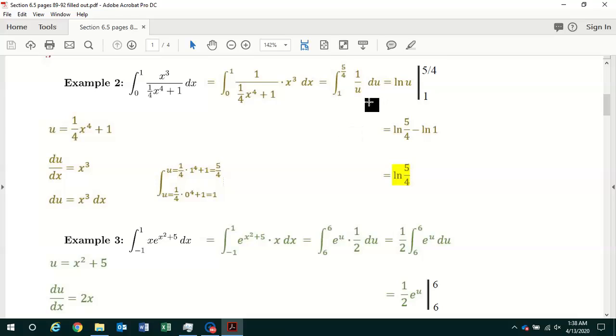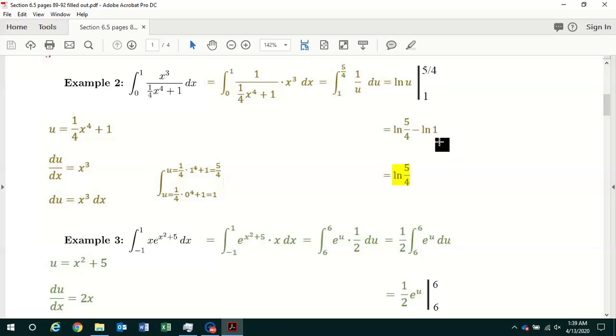Well, the antiderivative of 1 over u is the natural log of u, right, from the basic rules of antidifferentiation. And the limits of integration, right, are 1 and 5/4. So we plug in the upper limit and we get the natural log of 5/4, and then we subtract and put in the lower limit and we have minus the natural log of 1.